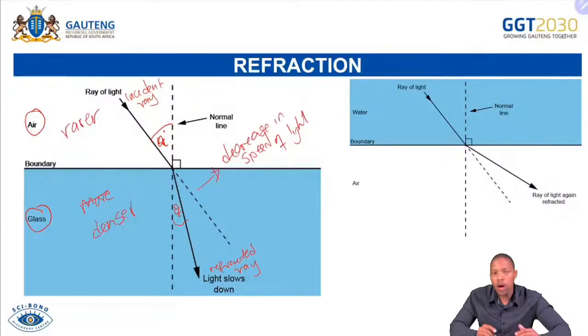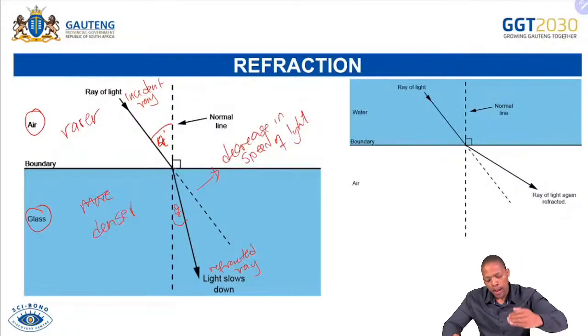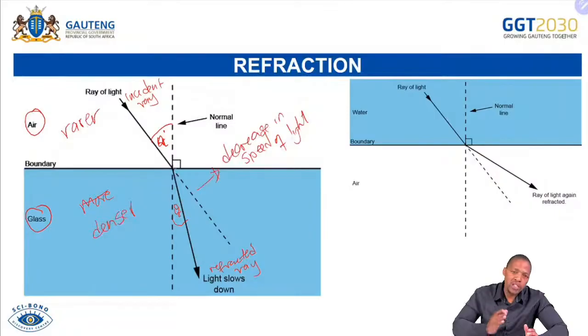So it is no longer moving with that speed of 3 times 10 to the power 8 meters per second. It decreased drastically, causing the light ray to bend towards the normal. Again, I say, whenever light travels from an optically rarer medium to an optically denser medium, the light ray will bend towards the normal. Very, very important for you to remember.